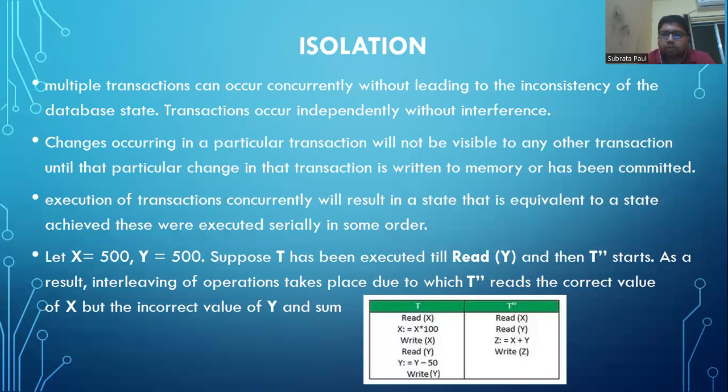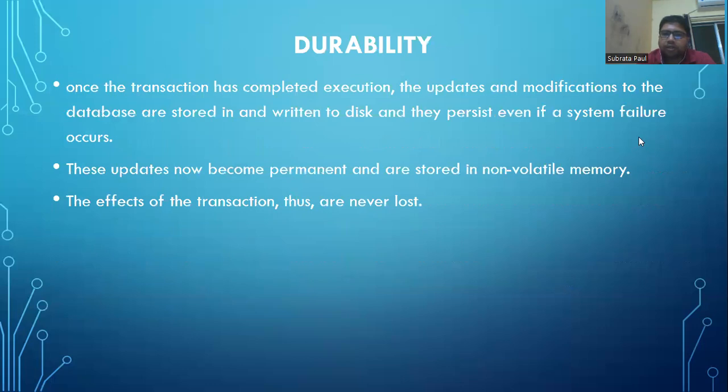Now we come to the fourth property, that is durability, which refers to the fact that once the transaction has completed successfully, the updates and modifications to the database are stored and written on the disk, and they will persist even if there is a crash or system failure. These updates become permanent and are stored in non-volatile memory. The effects of the transactions are thus never lost. In case of a transaction failure or a system crash, it will not affect the value of the transaction that has occurred. And for this, the final value of the transaction must be written on the database.